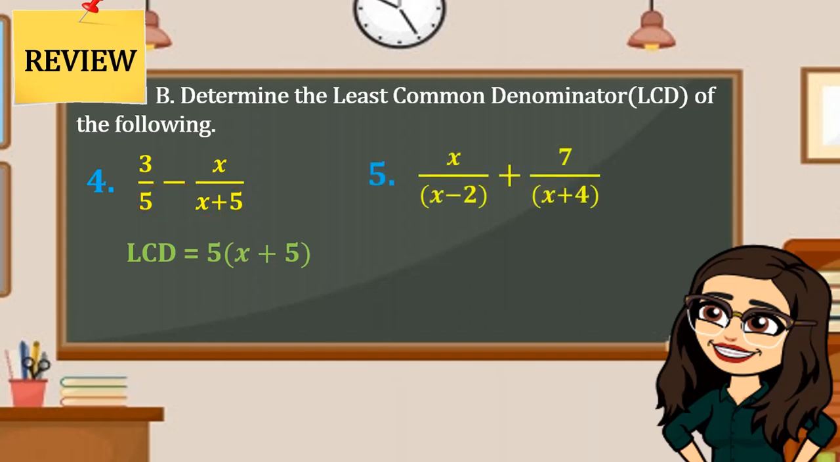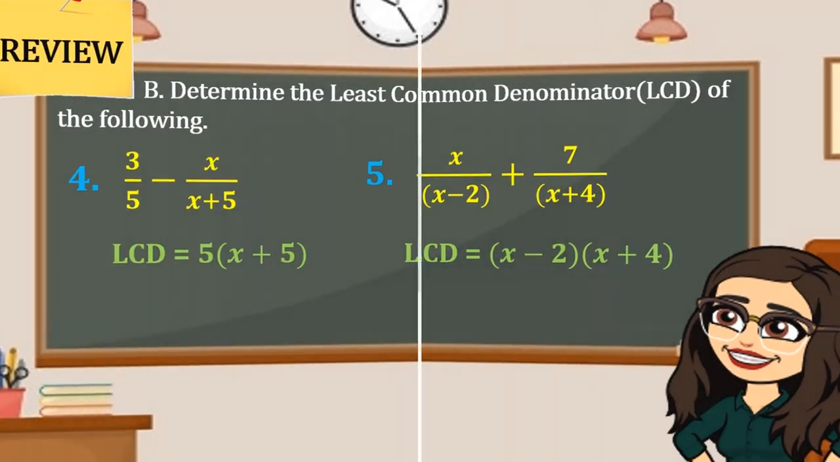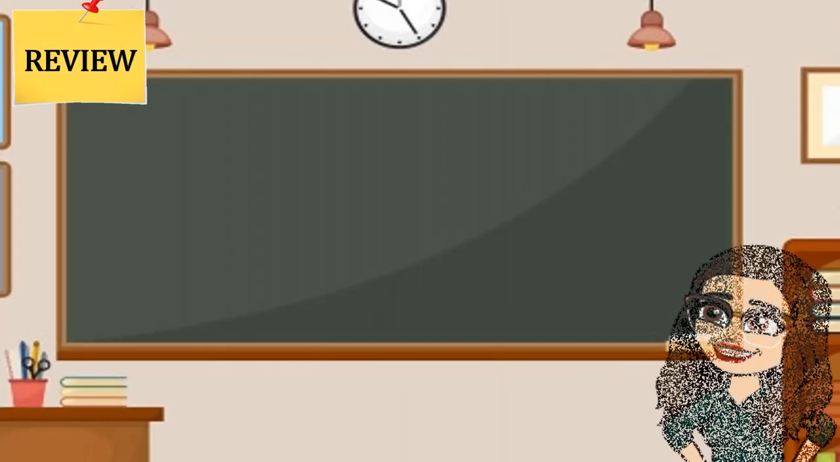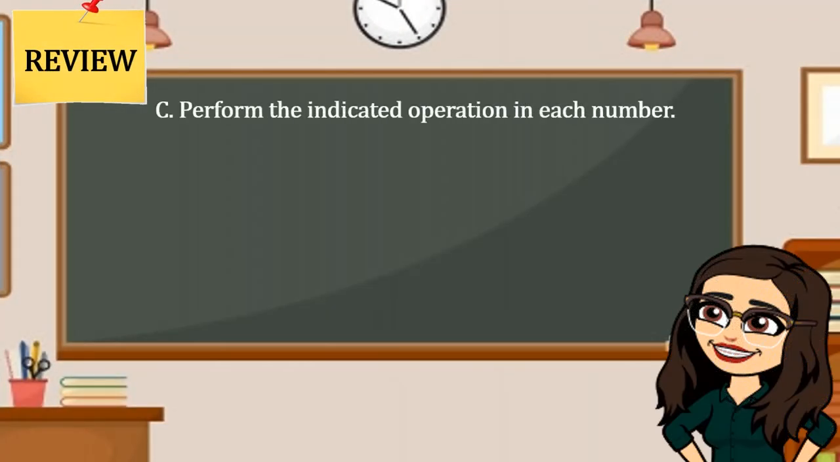Number 5, x over x minus 2 plus 7 over x plus 4. So what is the LCD between x minus 2 and x plus 4? Correct. The LCD is quantity x minus 2 times quantity x plus 4. Now, let's proceed with the last part of our review. Perform the indicated operation in each number.